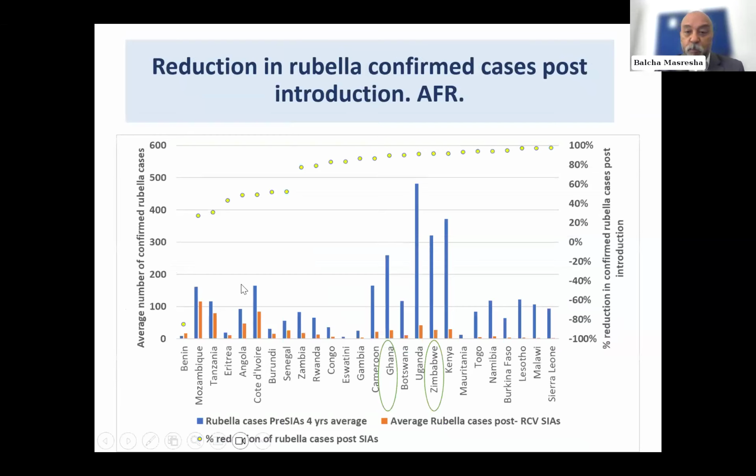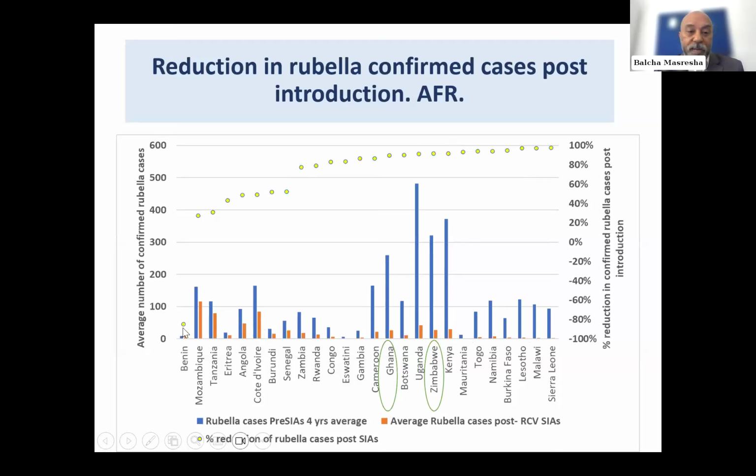So for the ensemble of 26 countries, this is what I have by way of the average number of rubella cases in the 4 years pre-campaign in blue, and the average number of rubella cases for all the post-campaign years, with differing number of years, but the average in orange. And as you can see, for many countries, the level of reduction is more than 80%. We have had a few countries where reduction is around 40 to 60%.